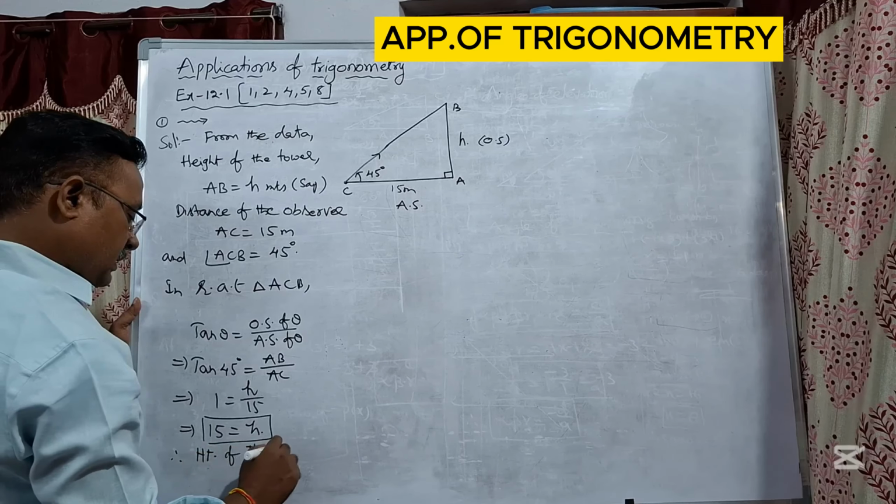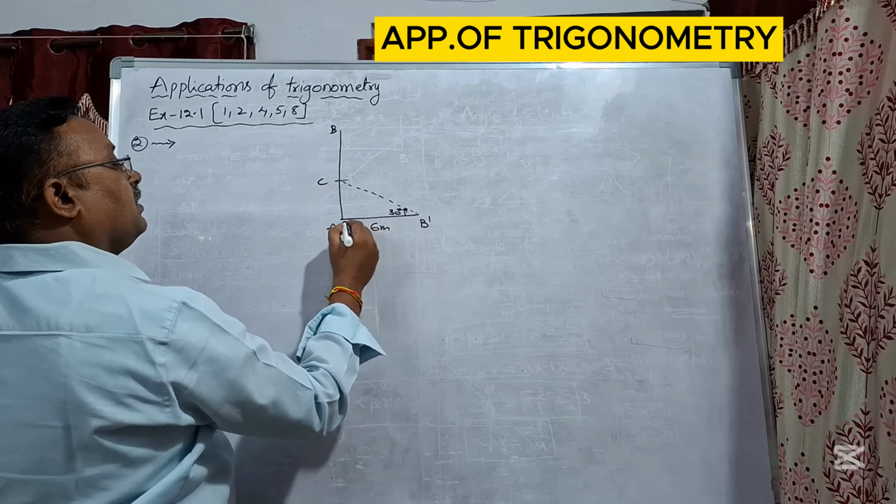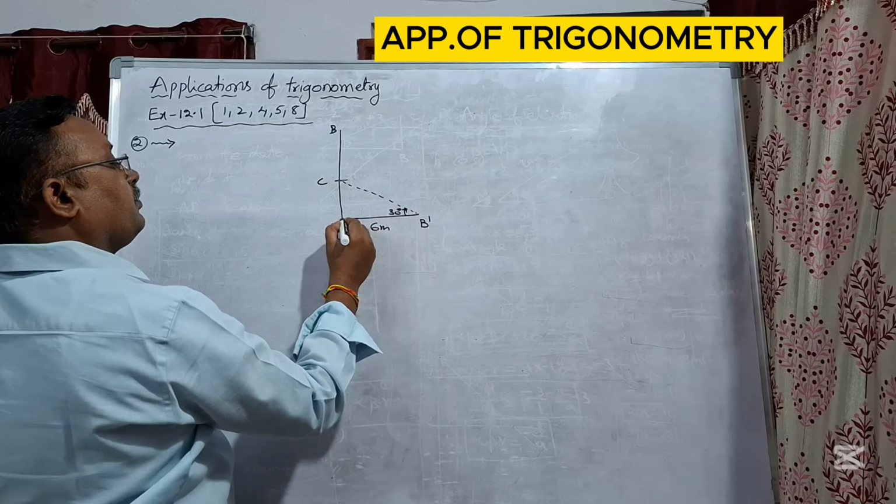Due to a storm, it is broken somewhere at C. The upper part is falling down, where the top of the tree B touches the ground at B dash, making an angle of elevation with the ground of 30 degrees at a distance of 6 meters from the foot of the tower A. That is the data. What they are asking is, what is the height of the tree?